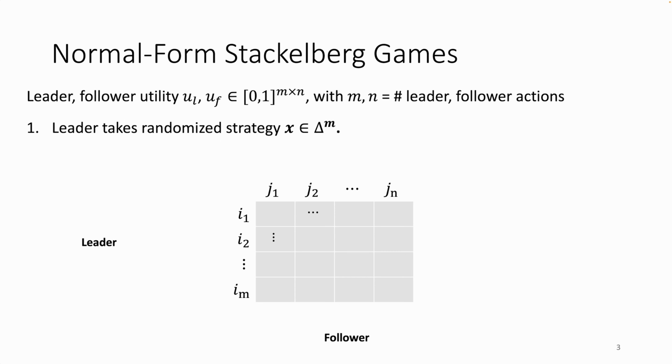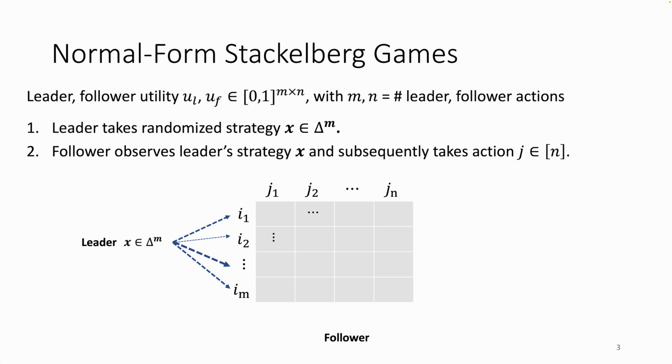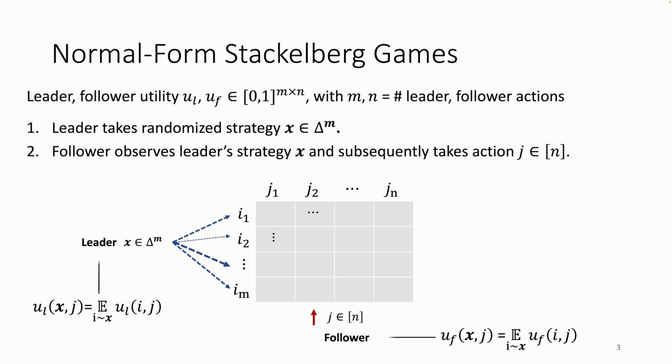So the game has two stages. In the first stage, the leader takes a randomized strategy X from some simplex, and then the follower observes the leader's strategy X and subsequently takes action J among his N actions. Finally, the leader and follower receive utility UL and UF based on their strategy X and the follower's action J.